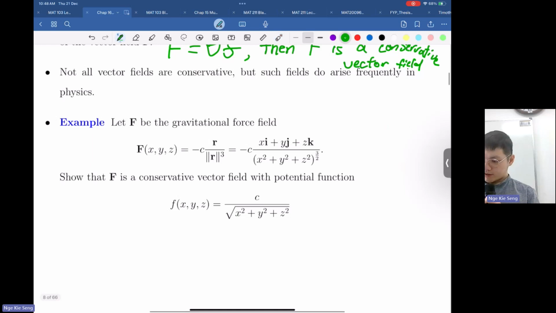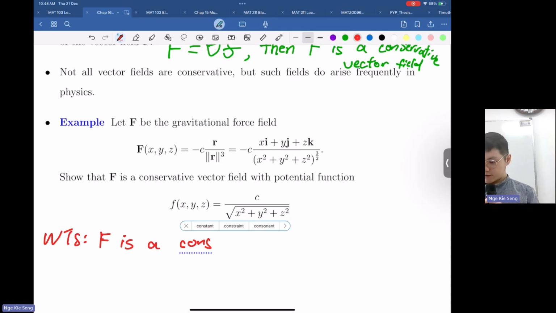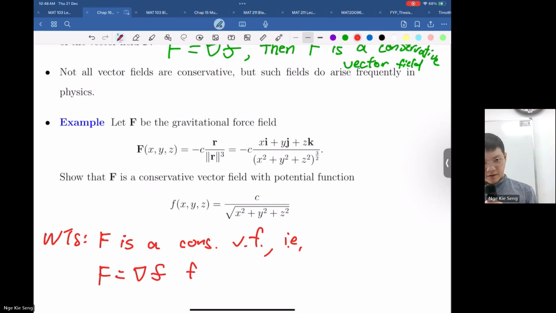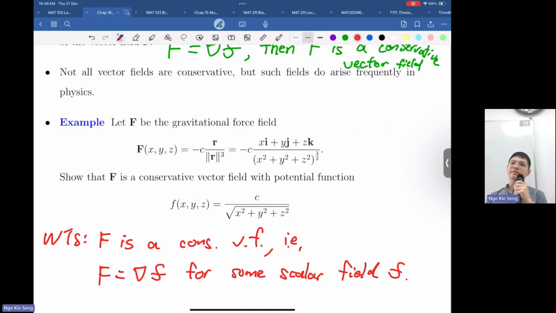So what we want to show here? We want to show that F is a conservative vector field. That is, F equals del of f for some scalar field f. You just need to find one f, and the question gives you the f already. So you can just try and verify it.